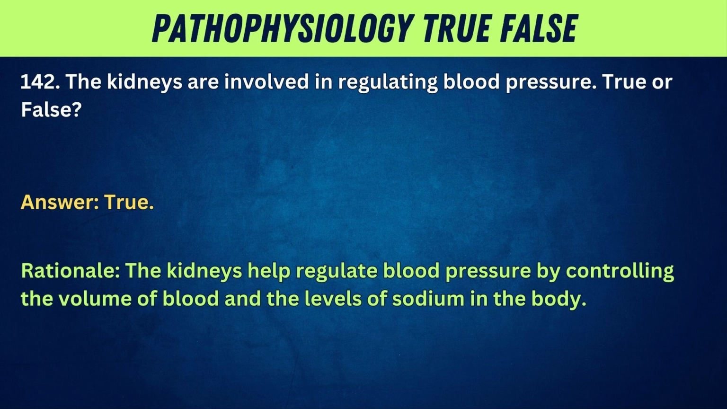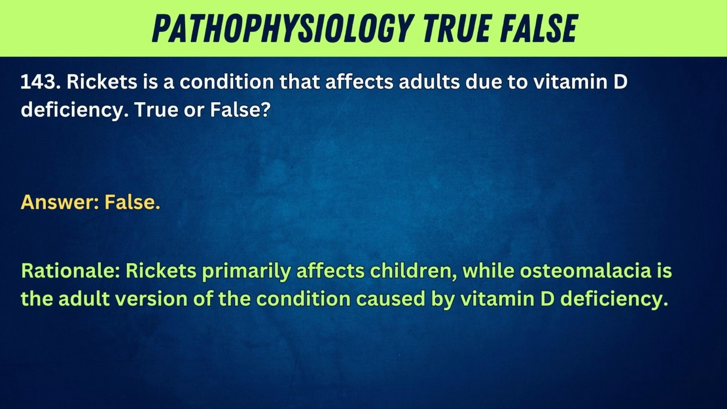Rationale: the kidneys help regulate blood pressure by controlling the volume of blood and the levels of sodium in the body. 143. Rickets is a condition that affects adults due to vitamin D deficiency. True or false? Answer: false. Rationale: rickets primarily affects children, while osteomalacia is the adult version of the condition caused by vitamin D deficiency.